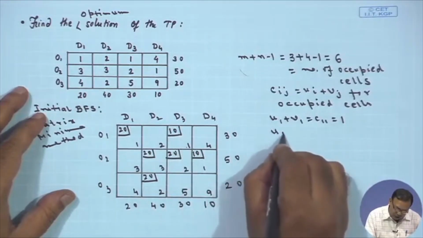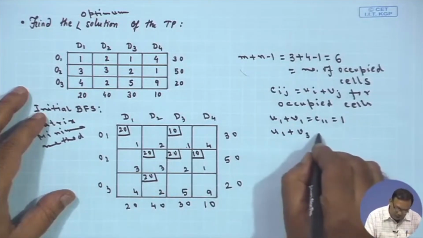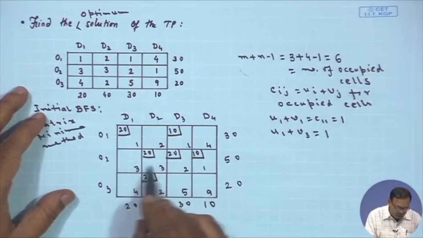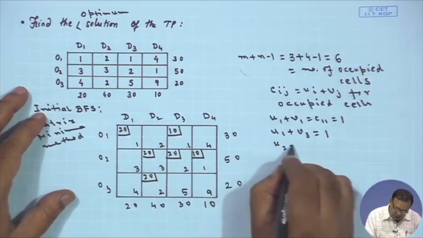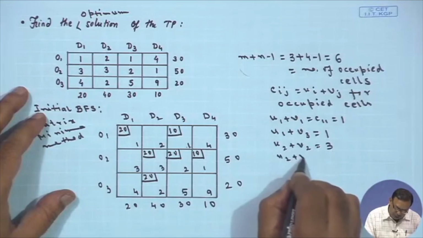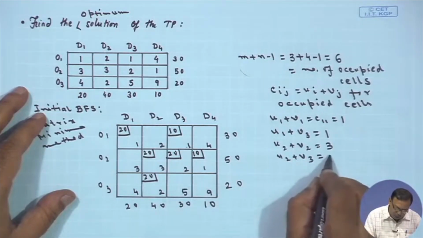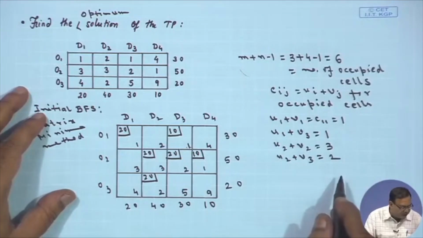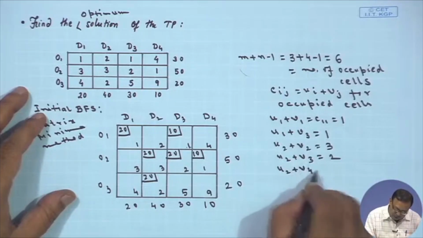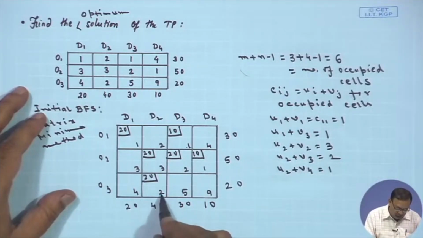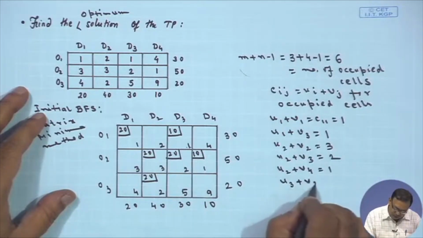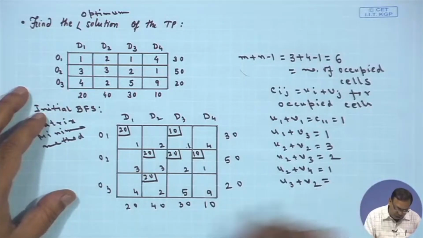So, you will write down U1 plus V3, the cost is equal to 1. The second one is 2 2, so U2 plus V2 equals 3. Next is U2 plus V3, which equals 2. Then U2 plus V4 equals 1. And U3 plus V2, the next occupied cell, equals 2.